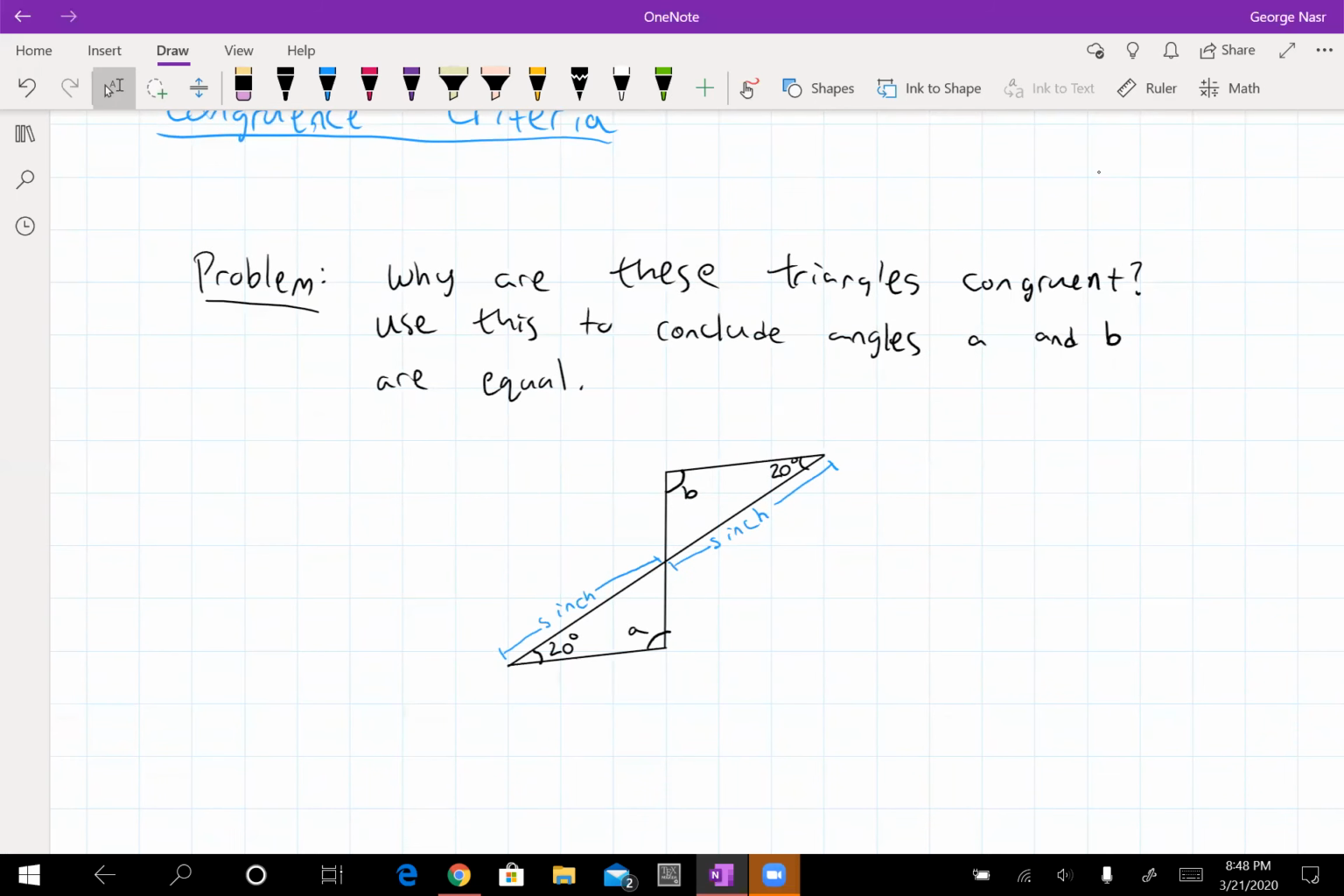Let's talk about why these triangles are congruent. And then we're going to use this to conclude that angles A and B are equal. Okay. I want you to pause and try to do this problem. In particular, to do this problem, try to think about tools we know from Chapter 10, specifically the beginning of the semester, the first day of class. Pause the video, spend no more than 3 minutes.